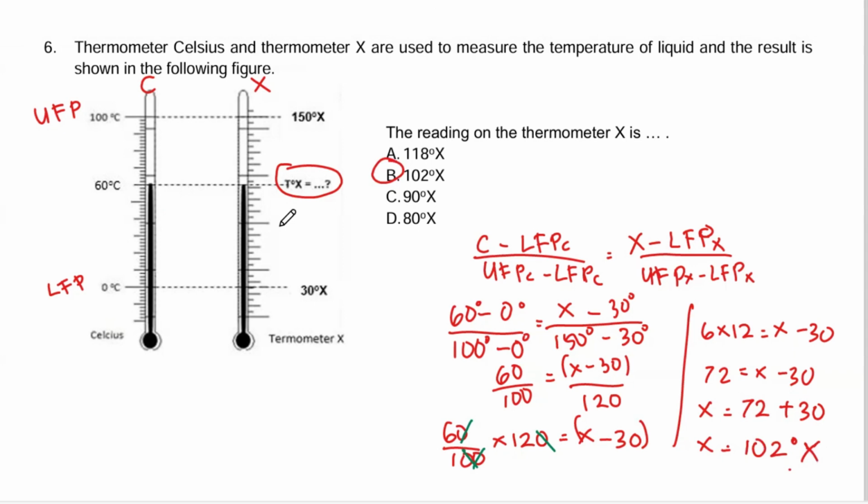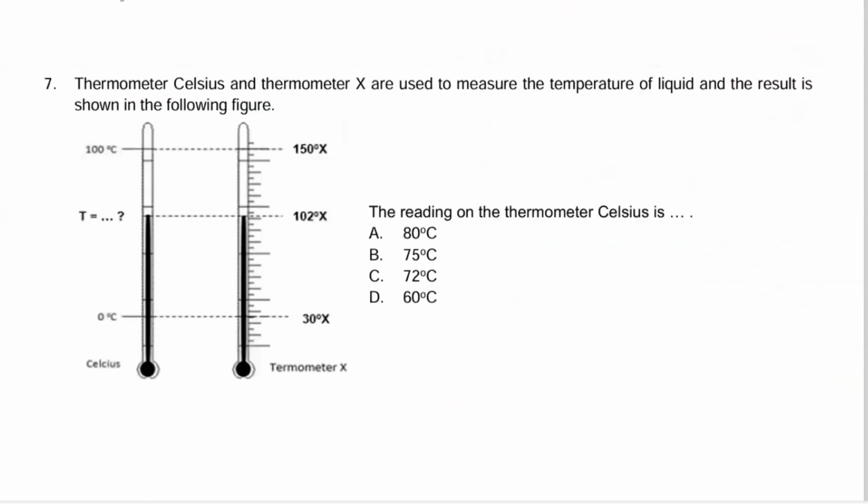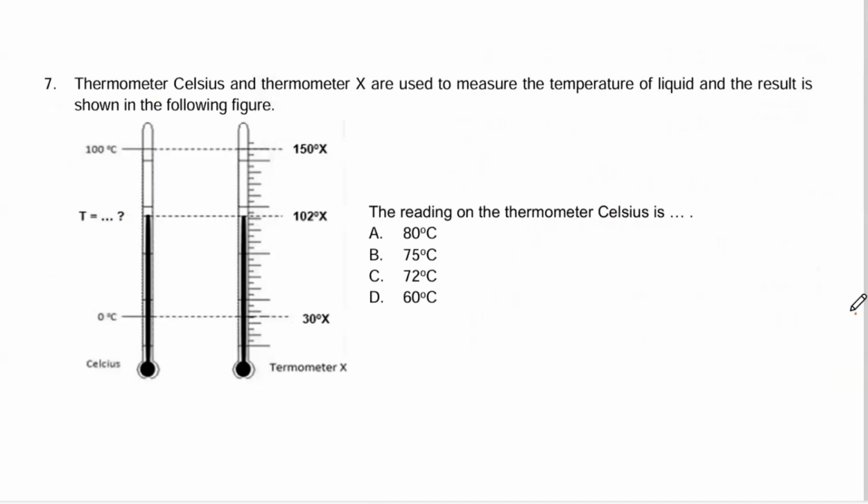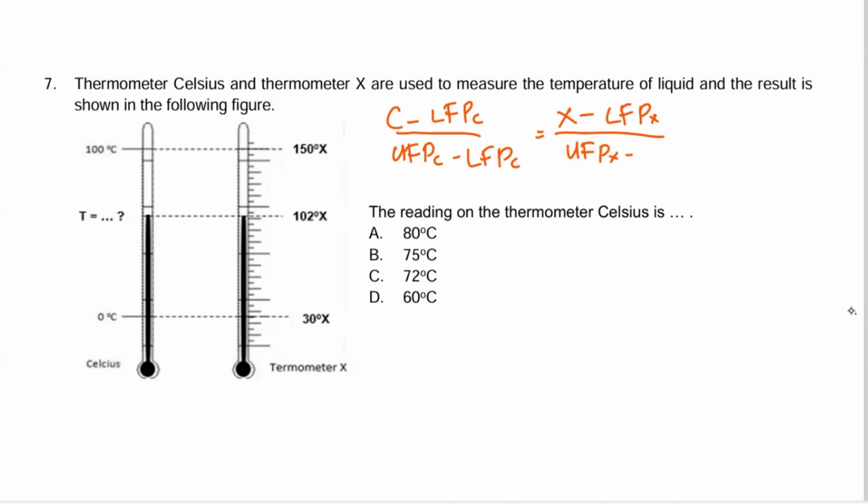Question number 6. Okay, then question number 7. Number 7 is the same question, but this time the question is about what is the temperature shown by the Celsius one. So I think it's really similar to the previous one. We still use the formula: C minus the lower fixed point of C over the upper fixed point of C minus the lower fixed point of C equals X minus the lower fixed point of X over the upper fixed point of X minus the lower fixed point of X.